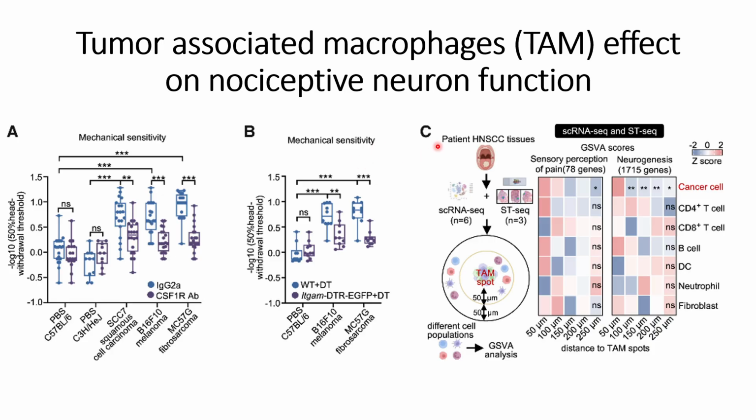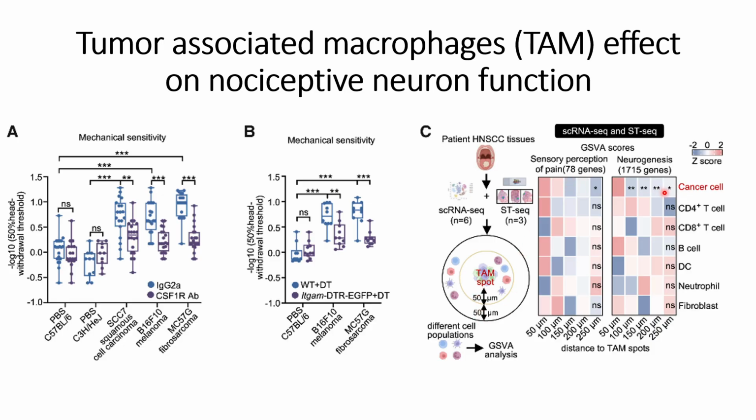Afterwards, they wanted to check whether this TAM also affects the role of these nociceptive neurons or not. So here they took single-cell RNA-seq analysis and spatial transcriptomic analysis, and the question they asked was whether the TAM affects the neurons more in terms of the sensory perception of pain or neurogenesis, and they checked it on the cancer cells and the different kinds of immune cells. In the center, they keep a TAM spot, and they compare the gene expressions at different distances from this TAM.